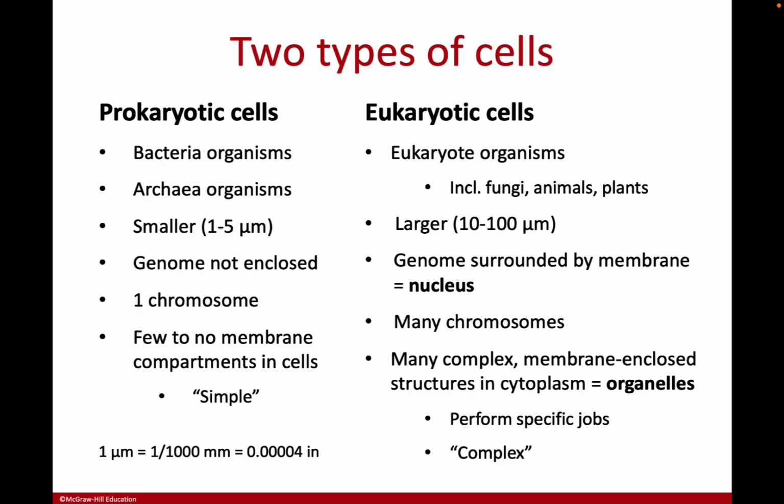The other type of cell is a eukaryotic cell. Eu means true, and again, karyo is referring to the nucleus. So in this case, we have a true nucleus. Eukaryotic organisms are fungi, animals, plants. There are seaweeds, there's little algae, there are parasites, there's all kinds of organisms in eukaryotes, but they all have a nucleus. They're larger, 10 to 100 micrometers.